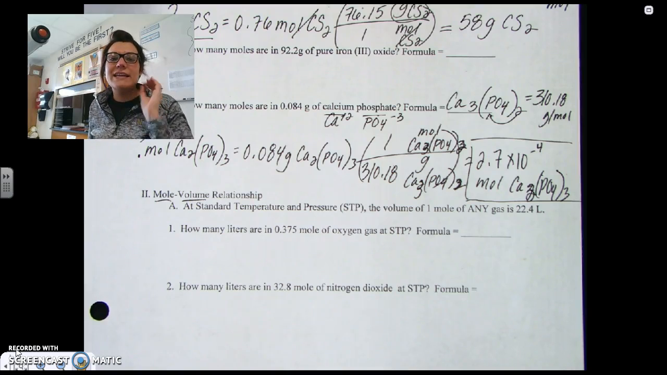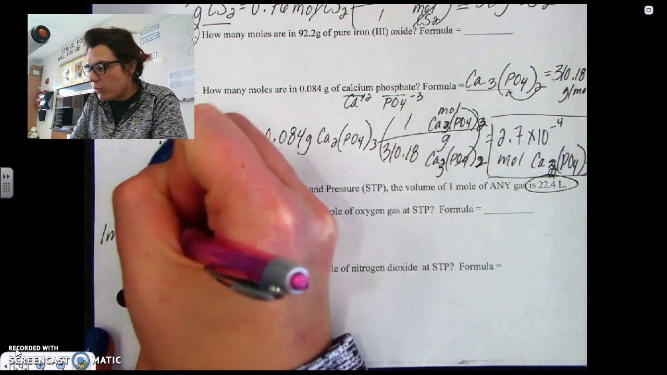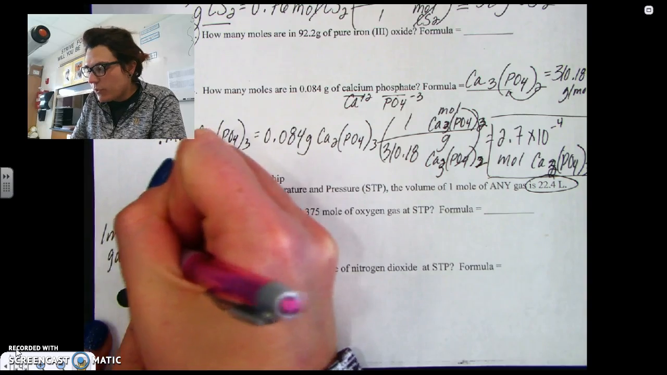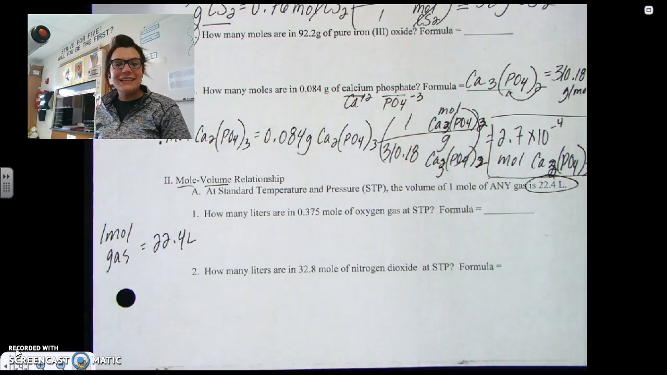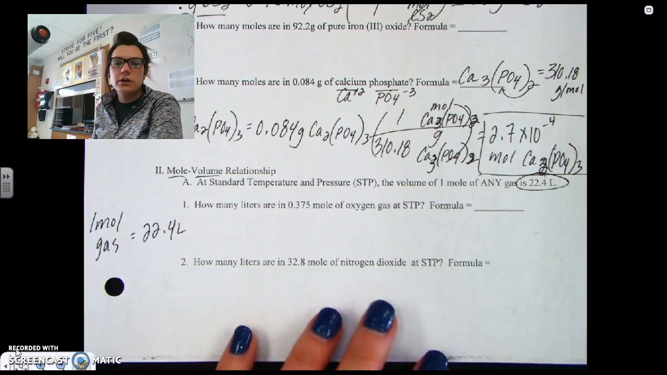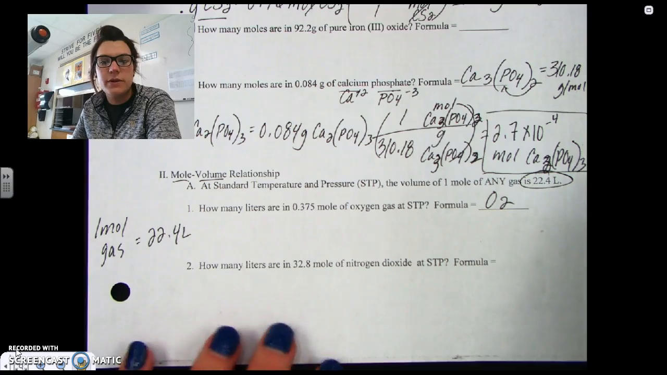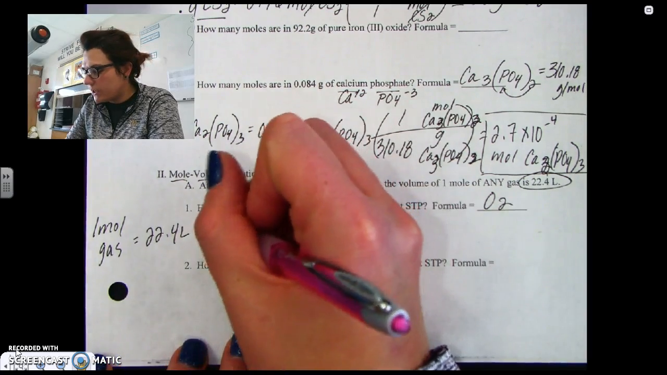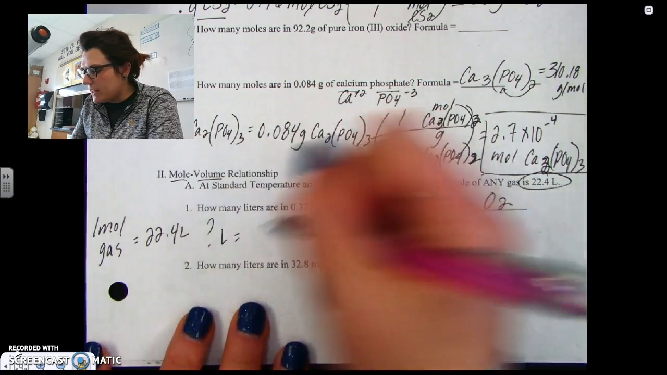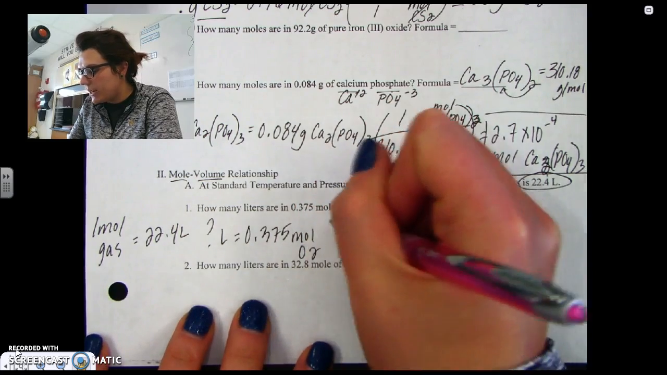So if I'm talking about a gas that is at standard temperature and pressure, the volume of 1 mole of any gas is going to be 22.4 liters. So my conversion that I'm developing is 1 mole of gas is going to be equivalent to 22.4 liters. Okay, so let's do a couple of these problems. So if I look at this one, it says how many liters are in 0.375 moles of oxygen gas. So oxygen gas, it's a diatomic, so it'll be O2. Okay, so my question mark here is liters, and that's equal to 0.375 moles of O2.